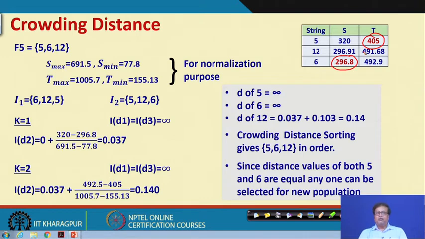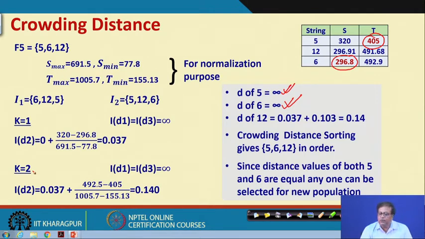So infinity with anything will become infinity. Therefore, the crowding distance for 5 is infinity, and the crowding distance for 6 is infinity. What is the crowding distance of 12? Which is the neighbor of 12? The neighbor of 12 in this particular front, where only 3 elements are there. These are the overall S max and S min, and these are the T max and T min. These are the overall values. So what is the score for 12?